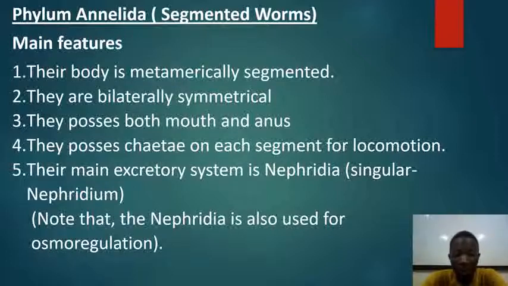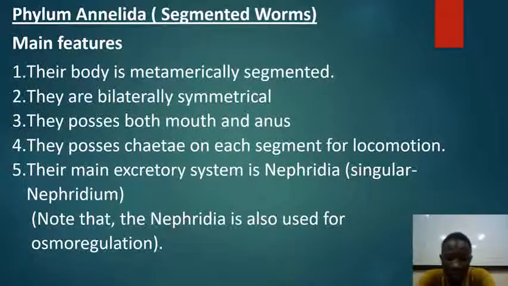Now let's look at their main features or characteristics. These organisms show metameric segmentation. That is division into similar discrete units. So all the units are similar in terms of size or shape. Let's note it. Division into similar discrete units, what we call metamerism. So they show metameric segmentation. The segments are of similar size. So let's take note of that one.